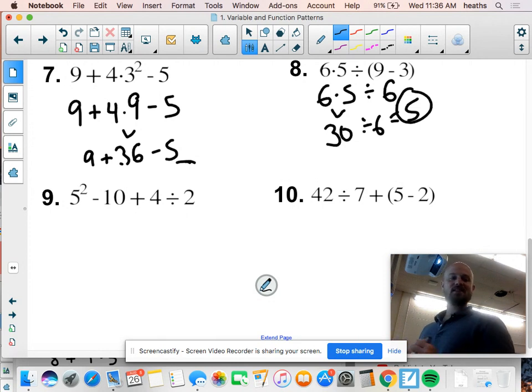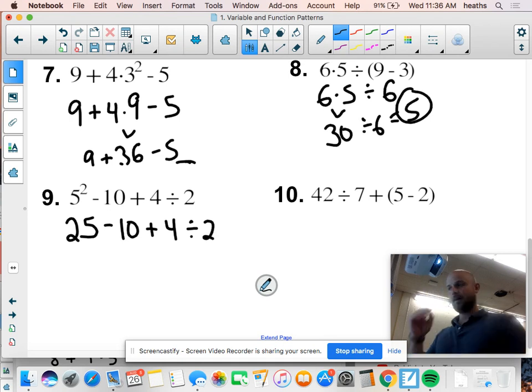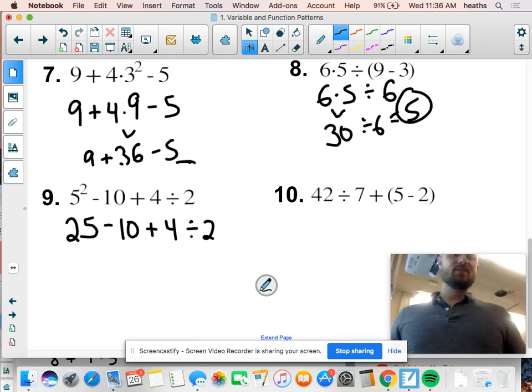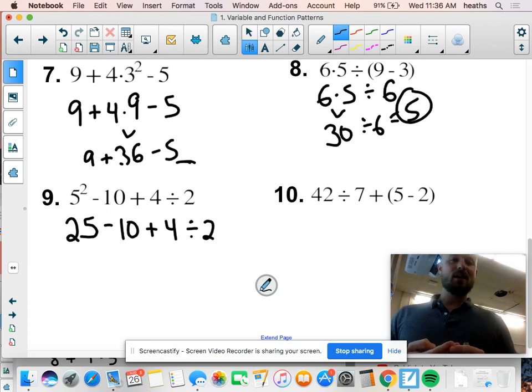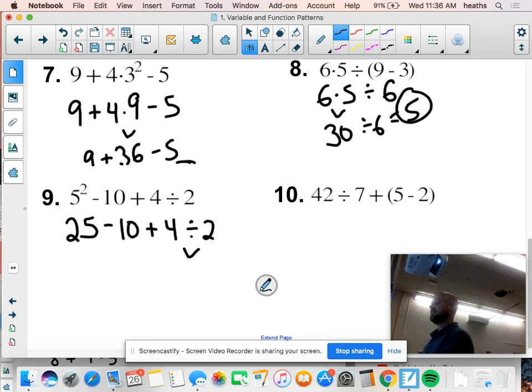5 squared means 5 times 5. 5 times 5 is 25. Drop the rest of our problem down. There we go. Now we're left with subtraction, addition, and division. After parentheses and exponents, we then need to figure out multiplication and division. This particular problem does not have multiplication, but it does have division. So 4 divided by 2 is going to give us 2.